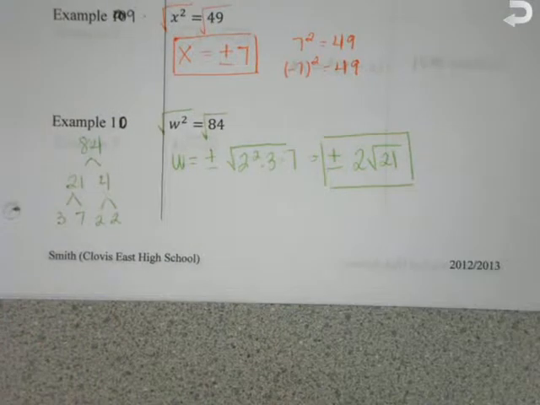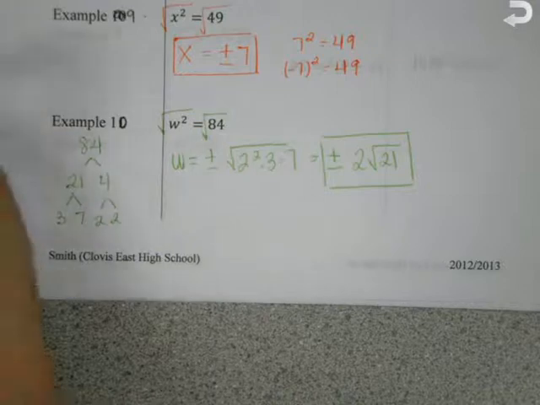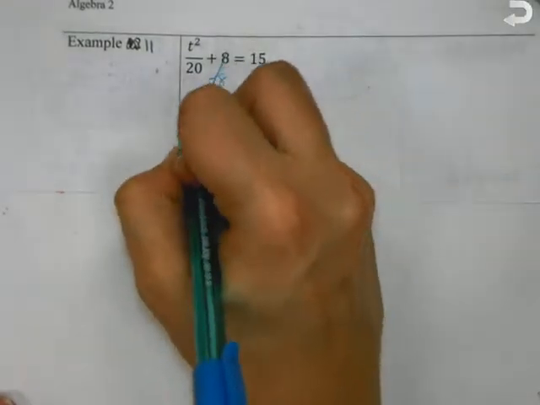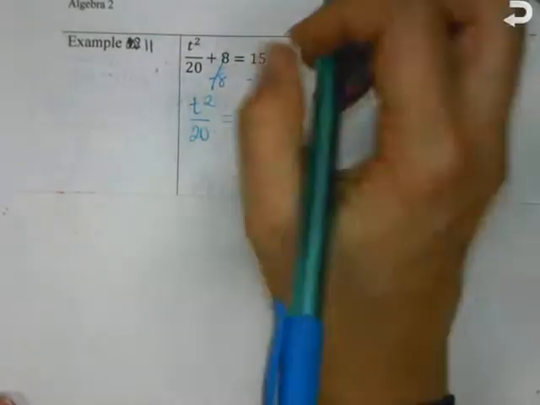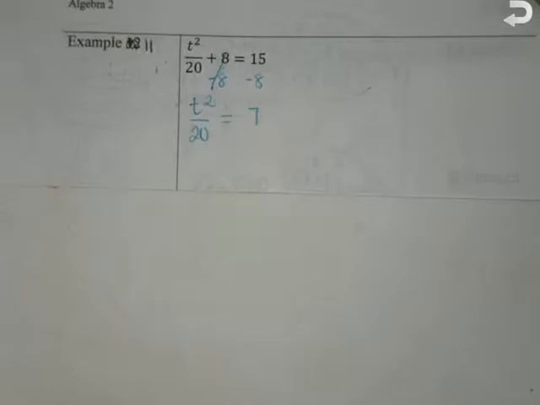This is an example of when the squared term is not already by itself. So we have t squared over 20 plus 8 equals 15. I want to get the squared term by itself, so how would I do that? Just like we've always been doing, subtract 8. So that's going to give me t squared over 20 equals 7. And then t squared is still not by itself, so what do I have to do? Multiply by 20, good. Because those will reduce, and I get t squared equals 140.